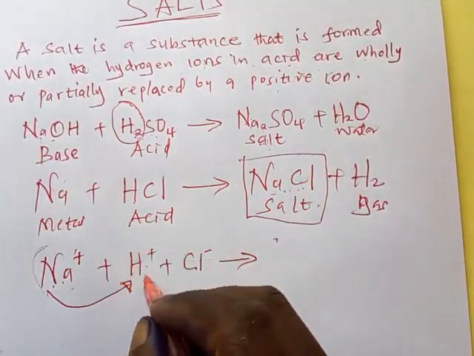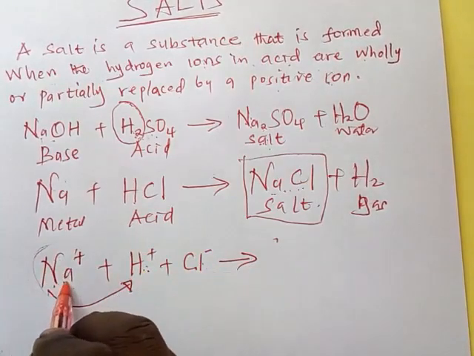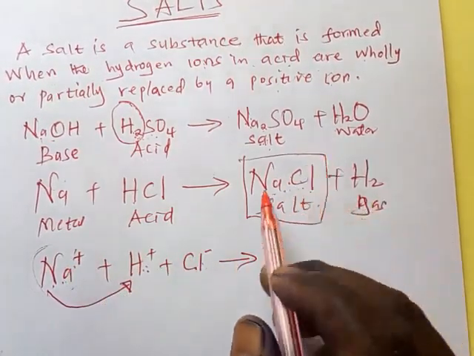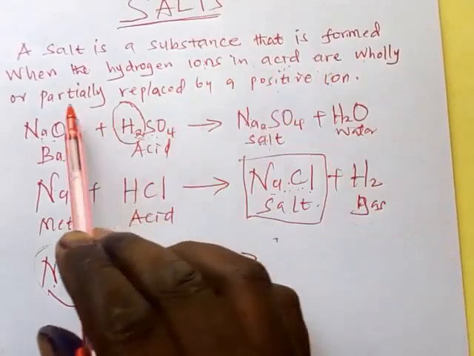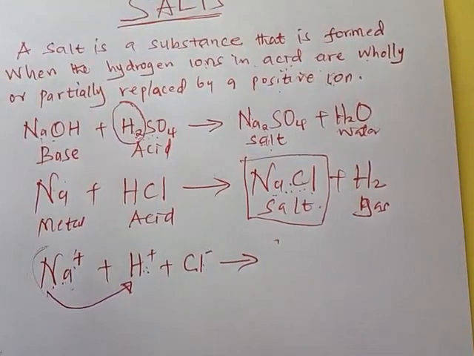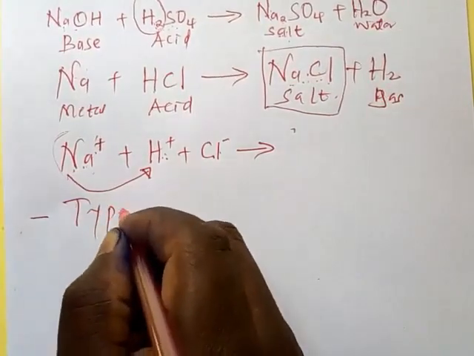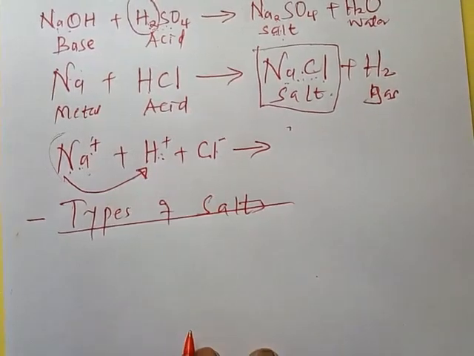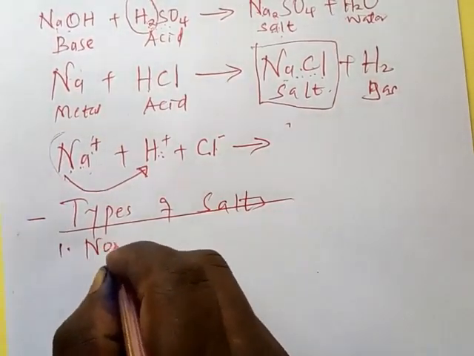So the hydrogen ions in the acid have been replaced by the sodium ion, which is positively charged, and then a salt is formed. So a salt is a substance that is formed when the hydrogen ions in an acid are wholly or partially replaced by a positive ion. We have different types of salts, actually 4 types of salts. We have number 1, the normal salt.